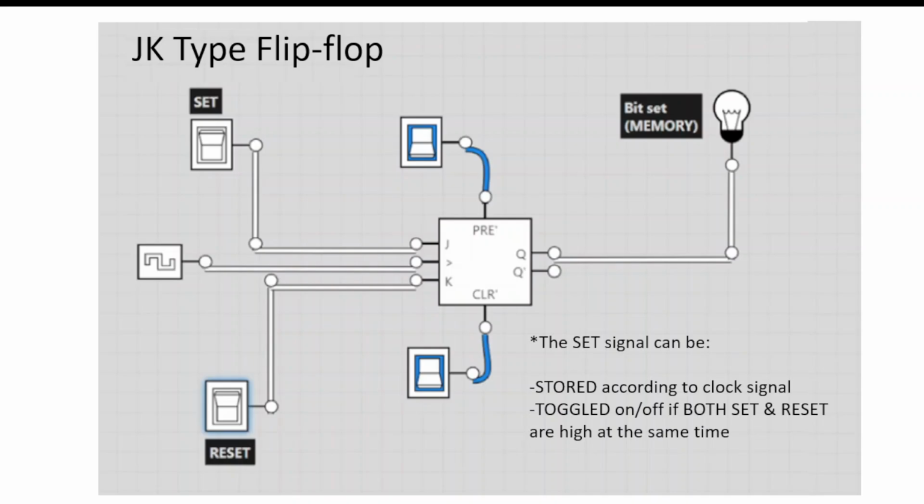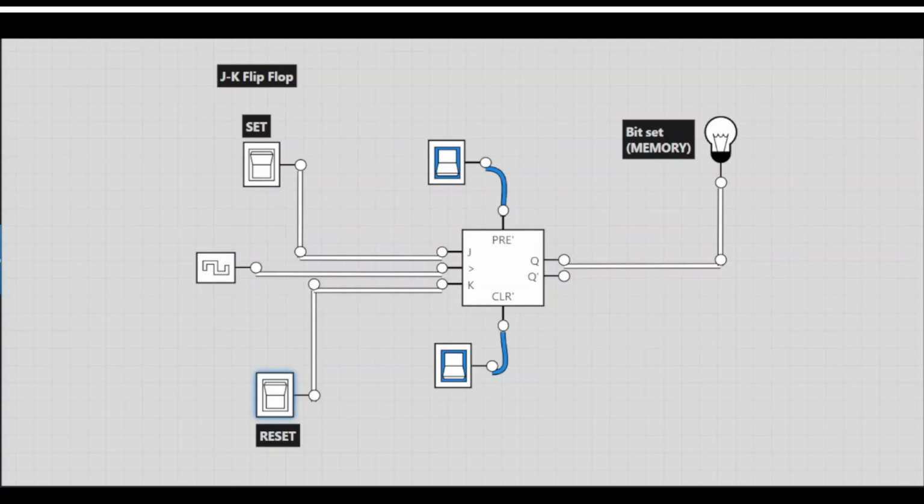Finally, we have something called the JK type flip-flop. Now the set signal can be stored according to the clock signal, and it can be toggled on and off if both the set and the reset are high at the same time. Again, we're not going to get into details as to why we would want to do this in different situations. We're just sort of looking at the basics here. So again, very similar to the D type, the set signal is stored according to the clock signal. So let's see how this one operates.